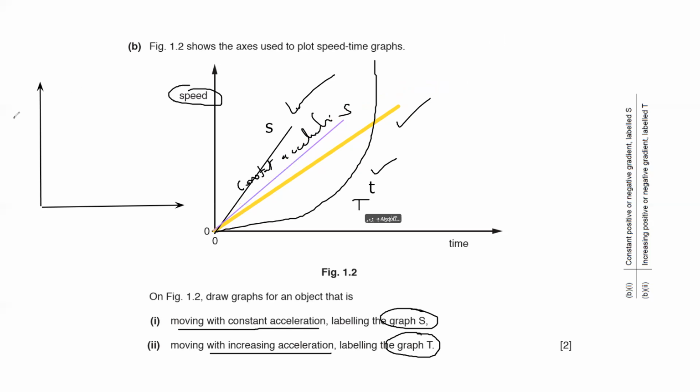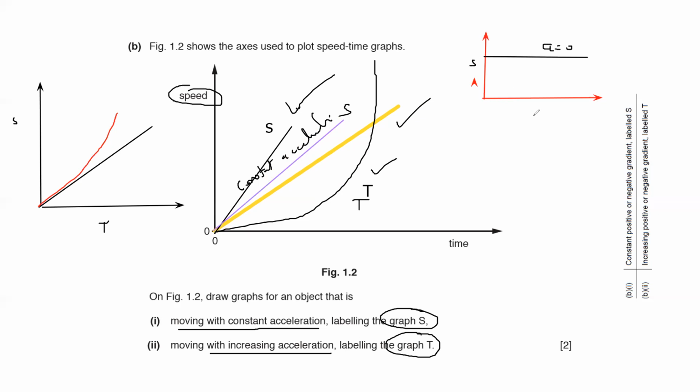So when it's a speed time graph for constant acceleration, it will be a straight line, and for increasing acceleration, the slope should increase. When you are drawing a horizontal line, what this horizontal line shows is that the speed is constant or acceleration is zero. That is for the speed time graph, because if speed does not change, it means the acceleration will be zero.